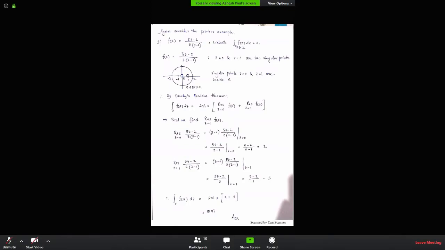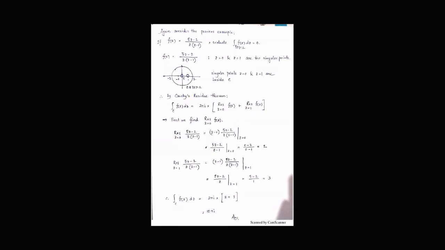So f(z) is a function which is analytic everywhere except at some finite number of points, and all those points are inside the closed contour. That is, all the singularities of the function f(z) are inside the closed contour. If these conditions hold, then the integration of the function f(z) over the closed contour C will be the residue at z equal to 0 of the function 1 by z square f of 1 by z.